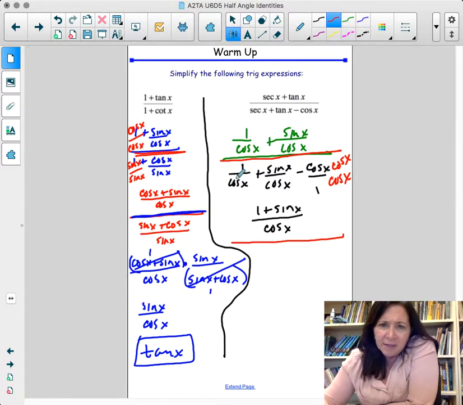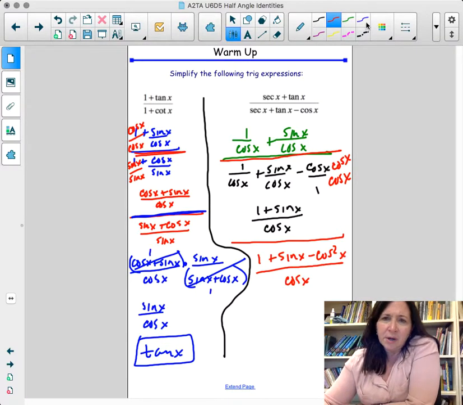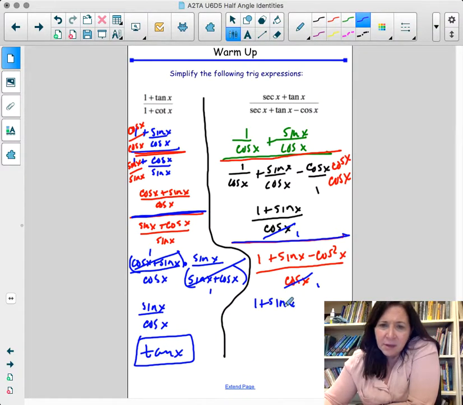So what I have is 1 plus sine of x minus cosine squared of x, and that's all over cosine of x. Okay, and what'll happen is I multiply by the reciprocal, because once I divide and I multiply by my reciprocal, my cosines are going to cancel. And so I'm going to be left with 1 plus sine of x over this right here.